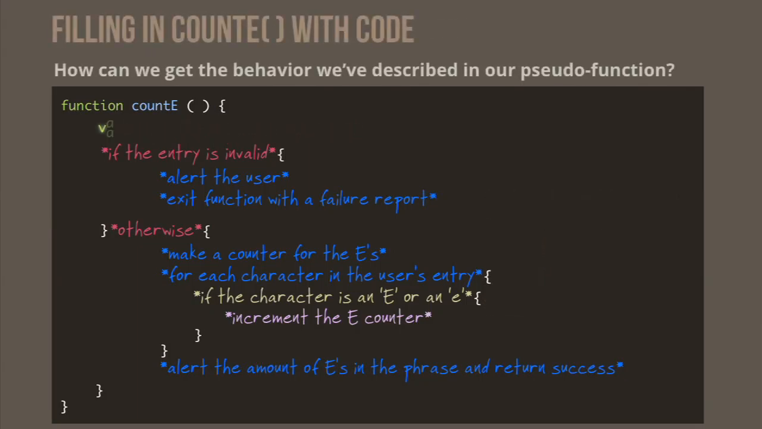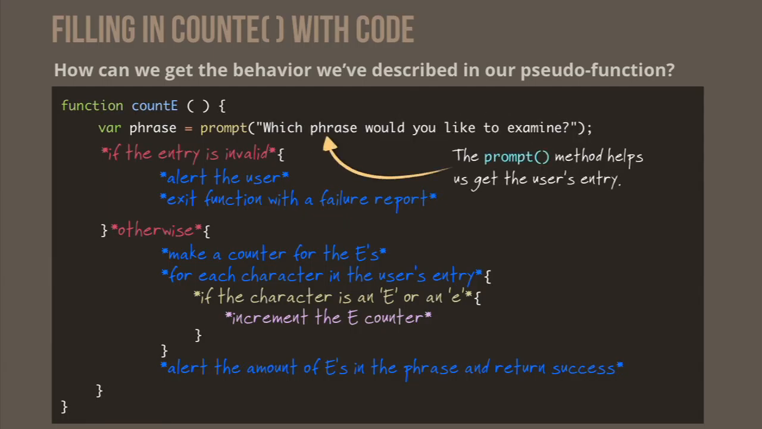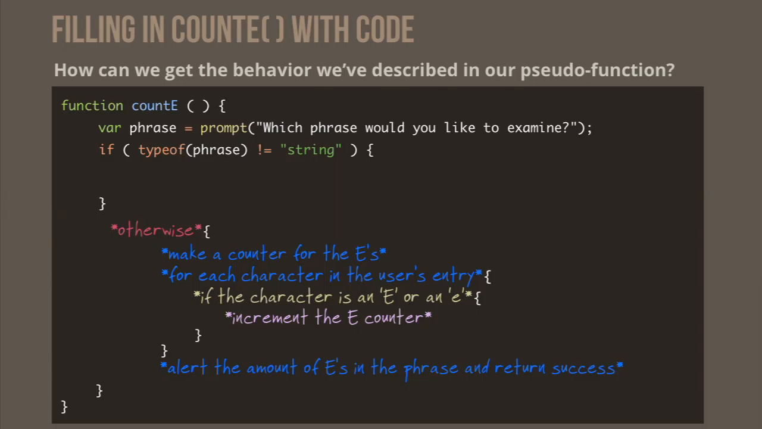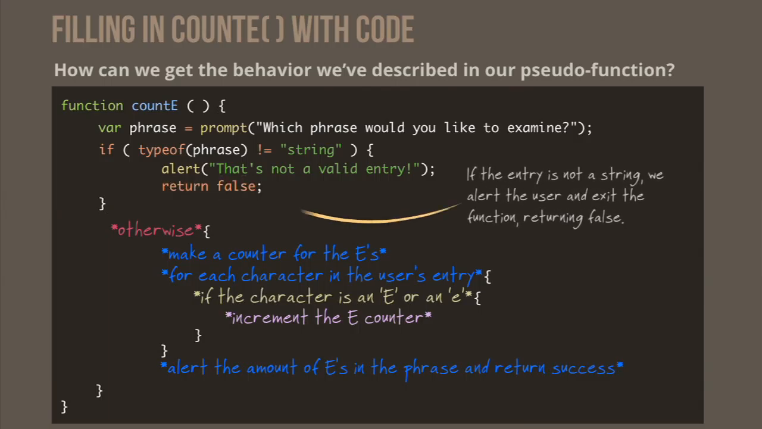We'll establish a variable called phrase, and we'll assign to that the results of a prompt function that asks, which phrase would you like to examine? Then, if that entry is valid, we will know it because the phrase variable is a string. So we say if the type of the phrase is not a string, we will alert the user that that's not a valid entry, and then return false, which will instantly exit the function.